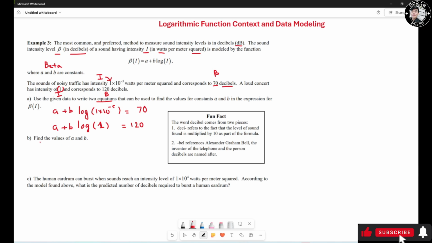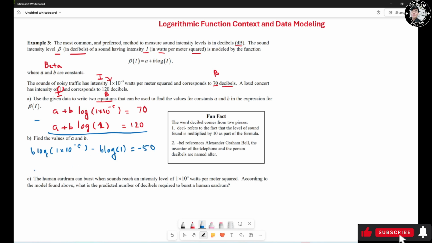Now question B, find the values of a and b. Now I just do subtraction, right? So a subtract a is going to be 0. This guy subtract this guy. So I have b log 1 times 10 to the negative 5th subtract b log 1 equals 70 subtract 120, which is going to be negative 50, right?